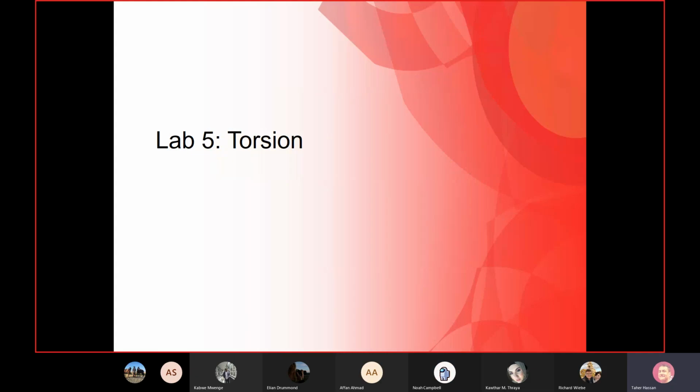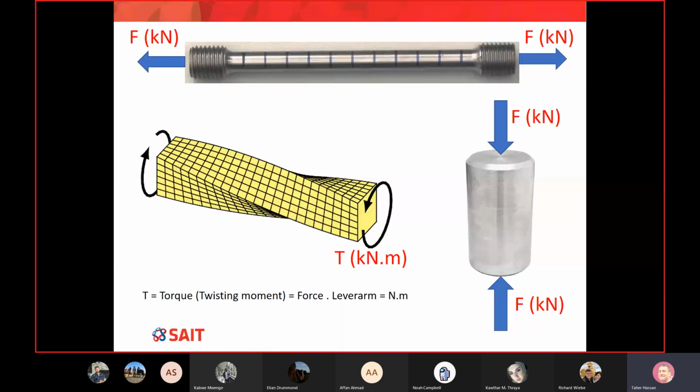Test, and the test is about torsion. That is lab number 5. And I'm going to start here by showing you the meaning of torsion. So before I do so, I would like to remind you of what we covered so far.